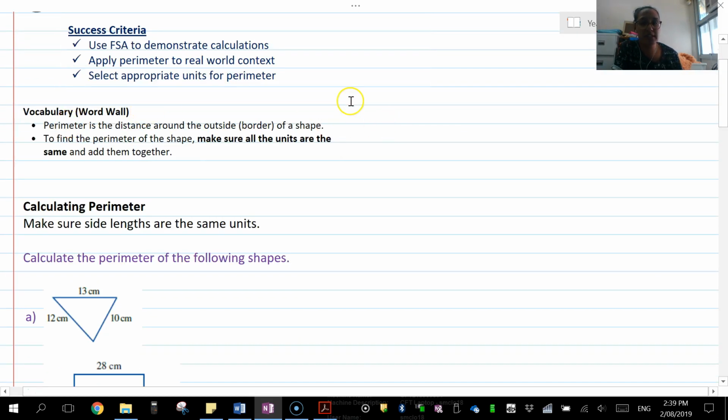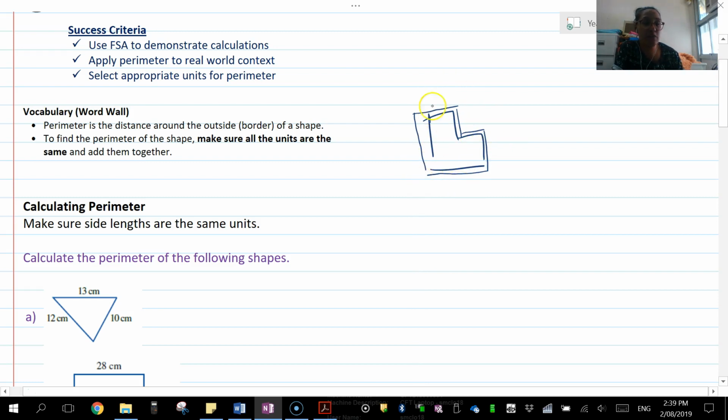So perimeter essentially is the outside border of any shape. I can have this shape here, and essentially what I'm asking you to do is work out how far I would have to walk around the outside, or how long I would have to measure if I took that out and put it into a straight line. That's essentially what I'm measuring.